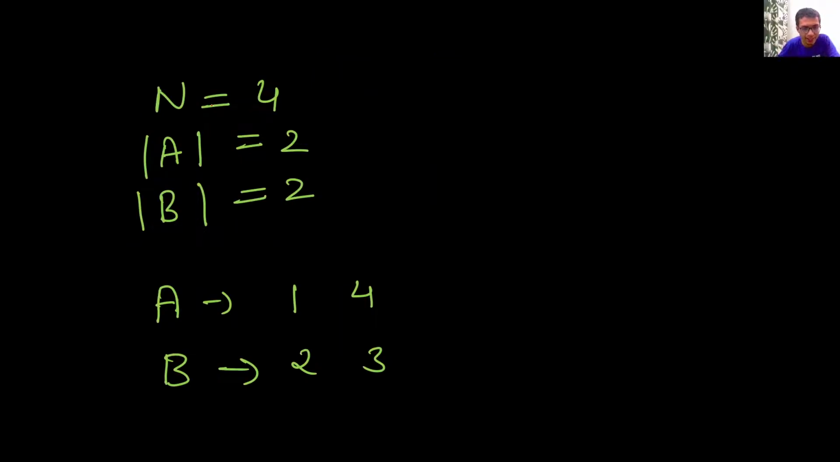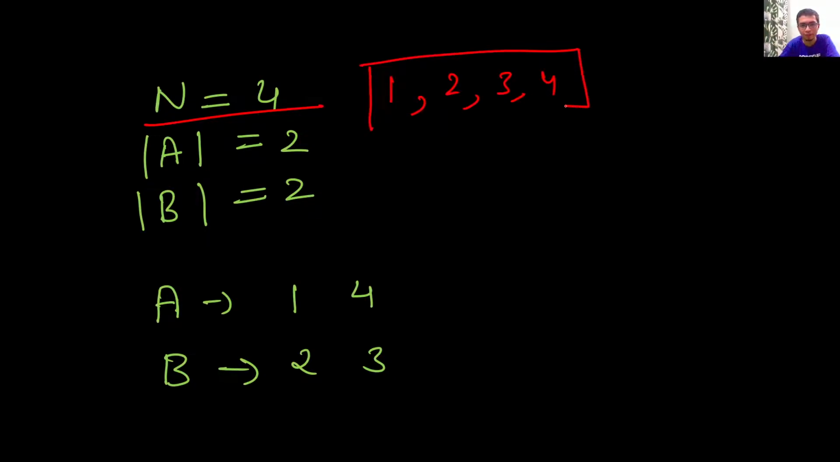Now let's take the cases in which n is divisible by 4, because if n is not divisible by 4, we can simply print no. Now n equals 4, so we have numbers from 1 to 4, and we have to use all these numbers to form two arrays, A and B. We have already seen this case in the test case of the problem statement. Over here, A is formed by taking 1 and 4.